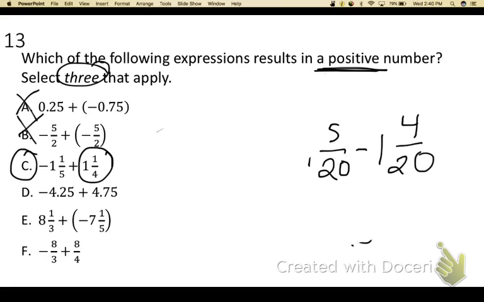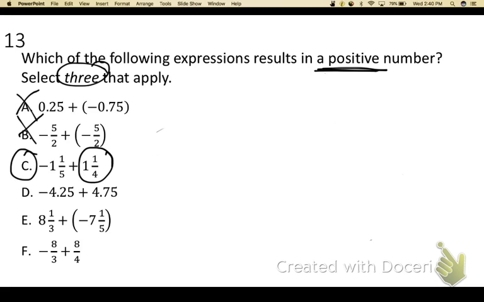Alright, if we look at D, we have negative 4.25 plus 4.75. Same kind of concept as the first one, except now the smaller number is the negative. So you're going to subtract and keep the sign of the larger number. So the larger number is 4.75, so therefore this is going to result in a positive.